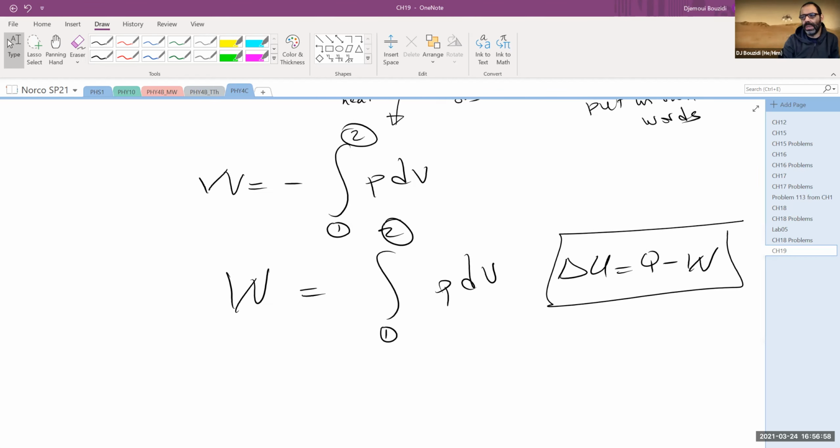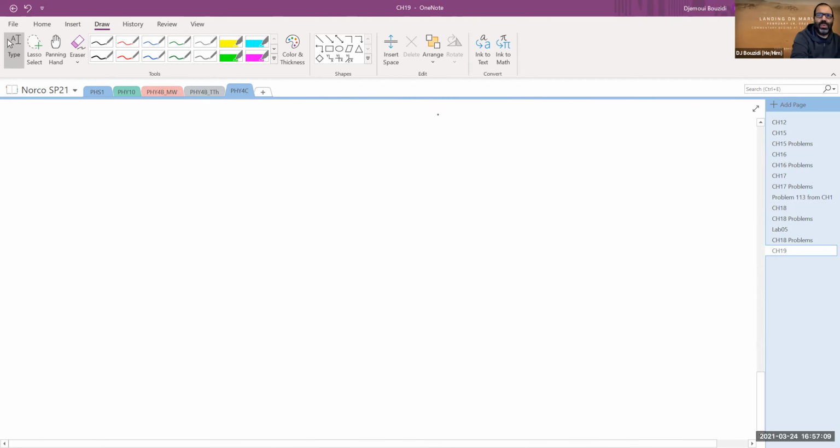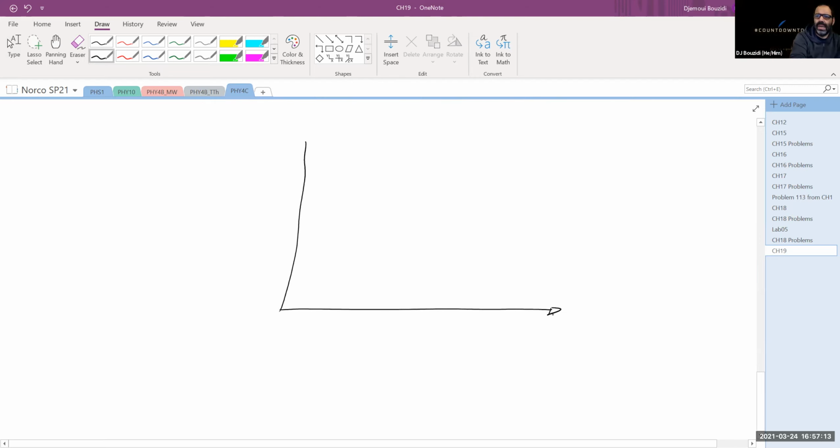So let's do some processes. This is basically a common thing that is going to take us through the rest of these two chapters. What we're going to do is imagine that we have a gas sitting at a specific volume and pressure.